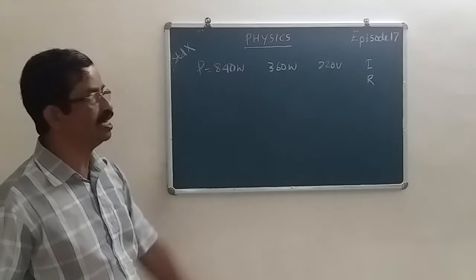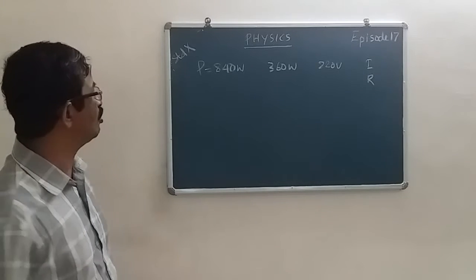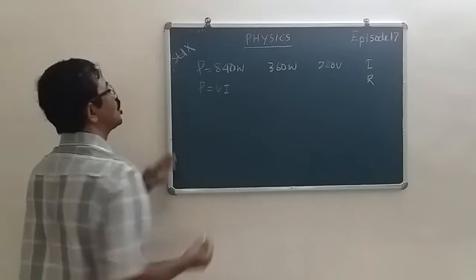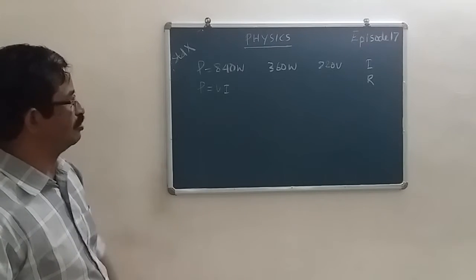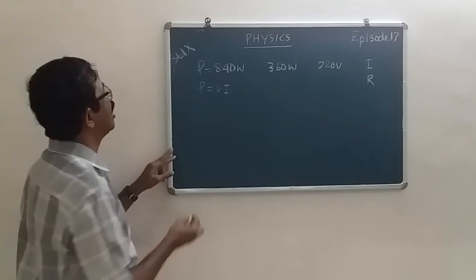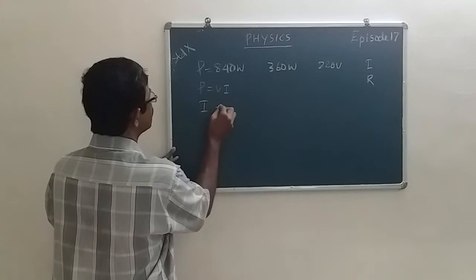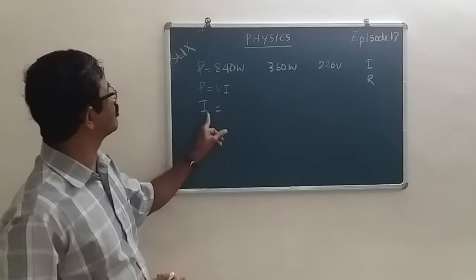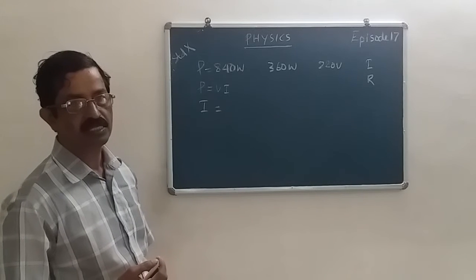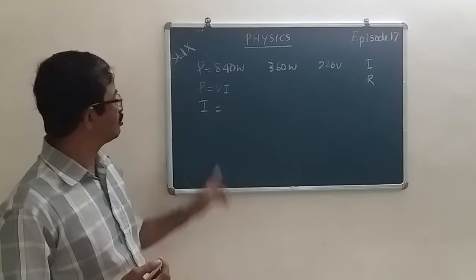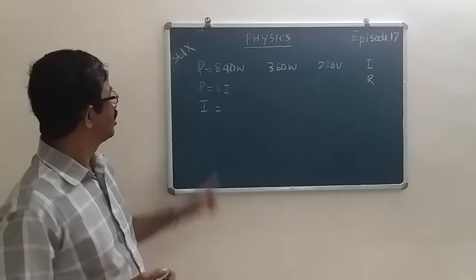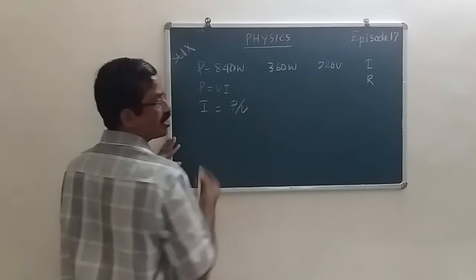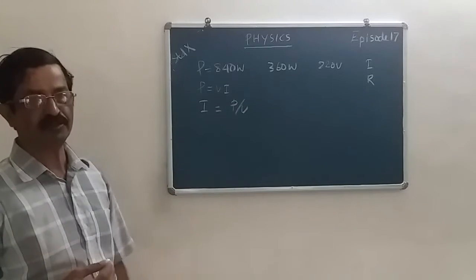That means 840 watt. We know P is equal to VI, that means voltage into current. From this we can find the current I. How do we rewrite this equation to get I? Can you say? P is equal to VI, or I is equal to P by V.